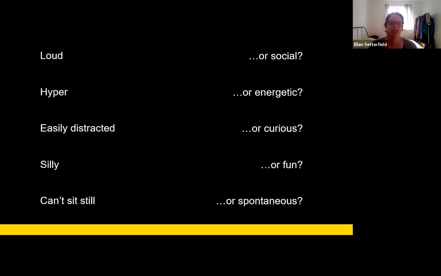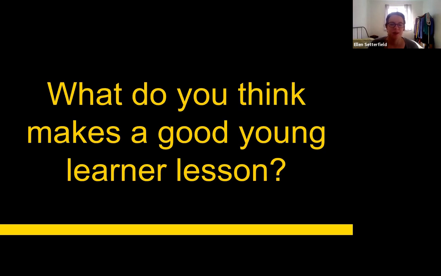So now that we've established a little bit about who our young learners are, we're going to think about some guidelines that can help us to make sure we're getting the most out of them and we're working with them to the best of those traits, to the best of those abilities, rather than to their detriment. So I'm going to go over to you first of all, and my question for you is, what do you think makes a good young learner lesson? So we've spoken a bit about our young learners and what they're like and what their personalities are. But what do we think makes a good young learner lesson?